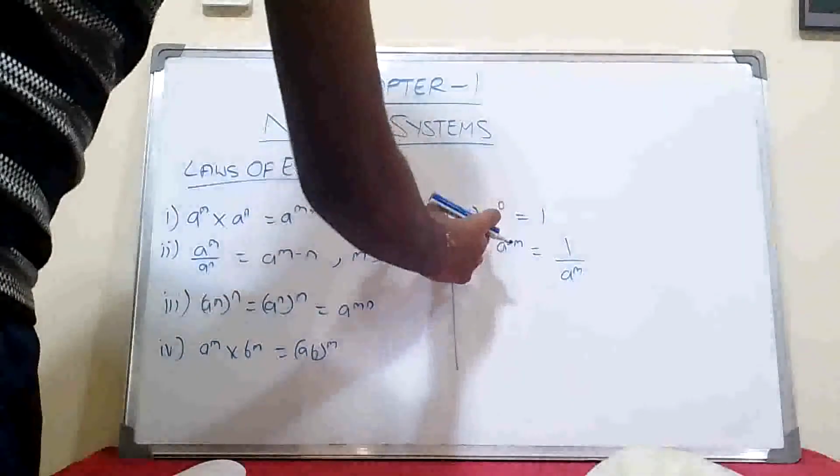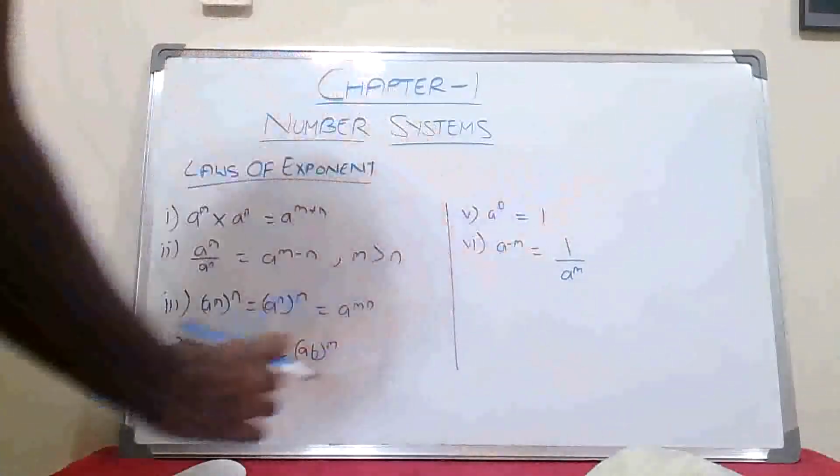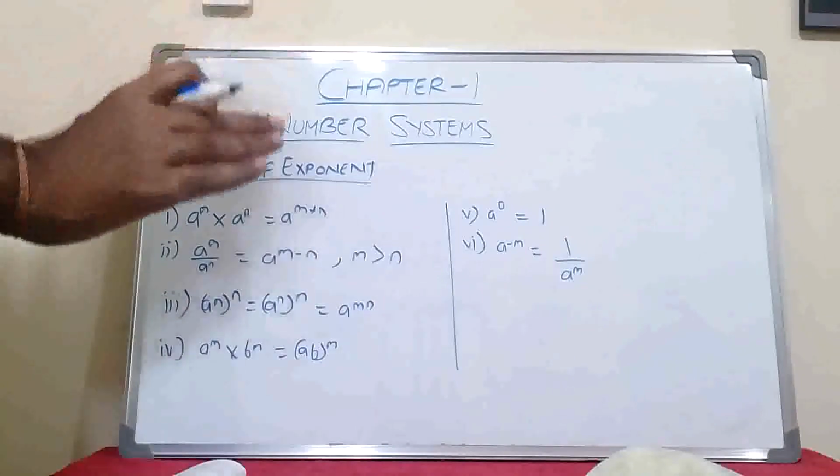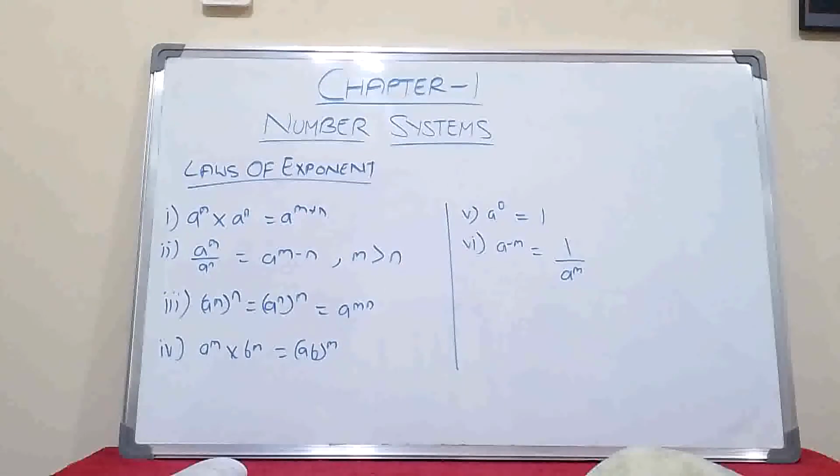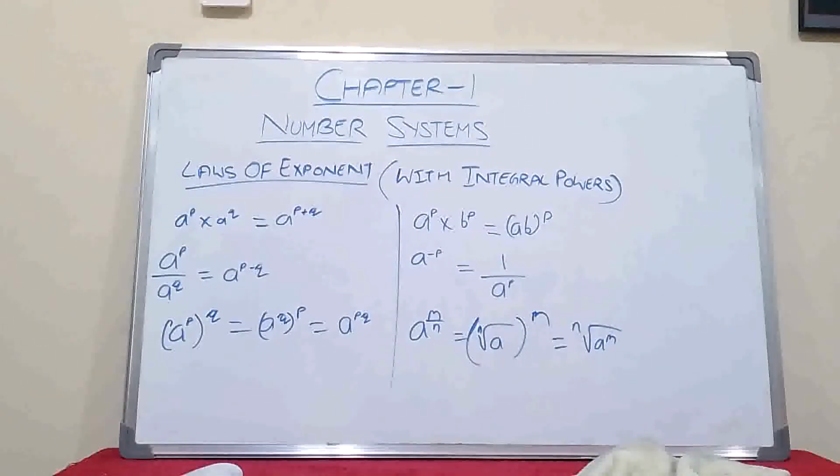Now, any number to the power 0 is equal to 1, and a to the power of any negative number m gives 1 by a to the power m. This is for when the power is a natural number or an integer. Now we'll move forward and see what will happen if the power is any rational number. This is called the extended laws of exponents, or the laws of exponents for a number with a rational power. Here it can be either a negative power or a fractional power.